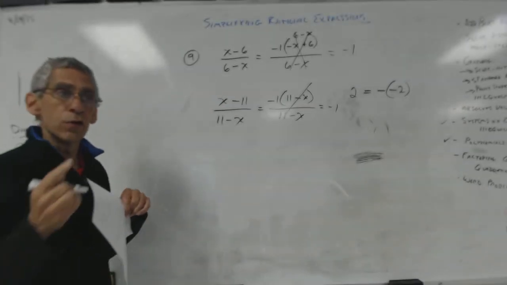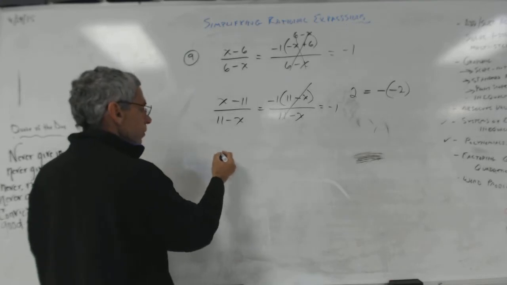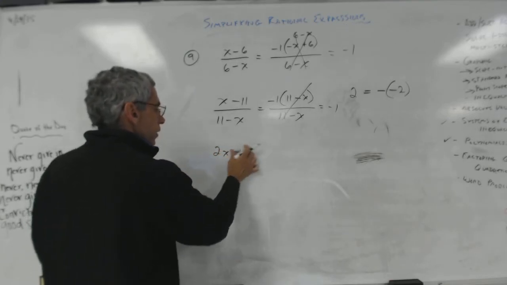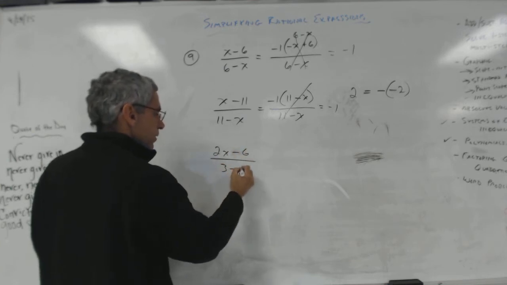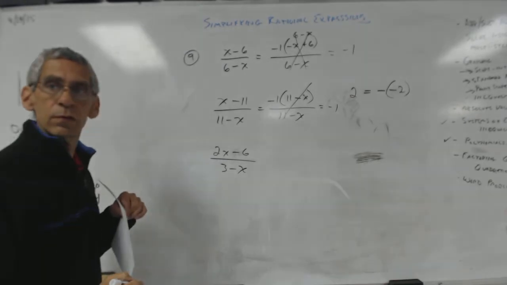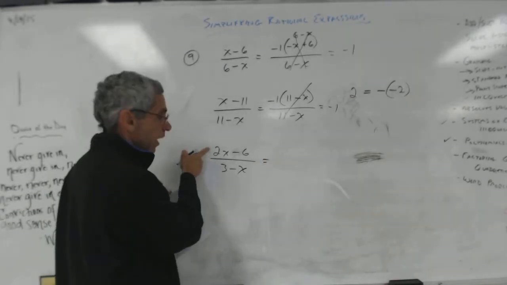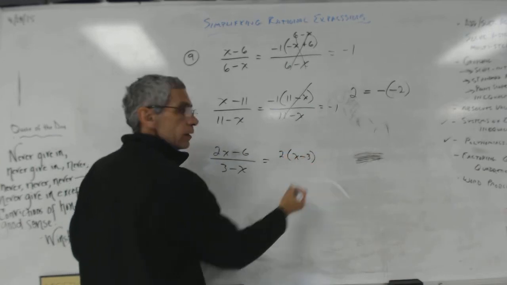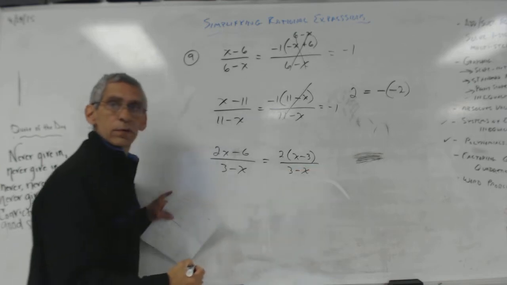Right? So there's 4 problems like this on the homework tonight. And 2 of them have one extra step, like 2x minus 6 all over 3 minus x. Right? So remember, you got to factor what you can. Factor the numerator first. I've got 2 times x minus 3, right? Over 3 minus x. You with me?